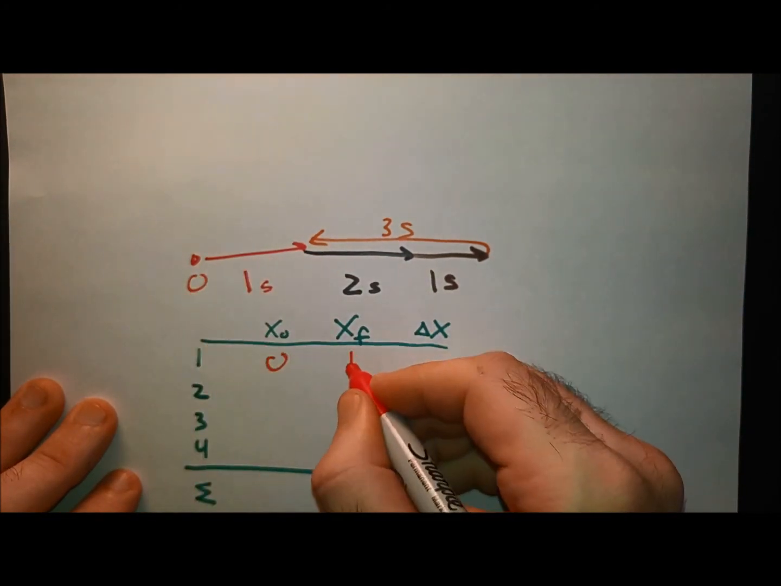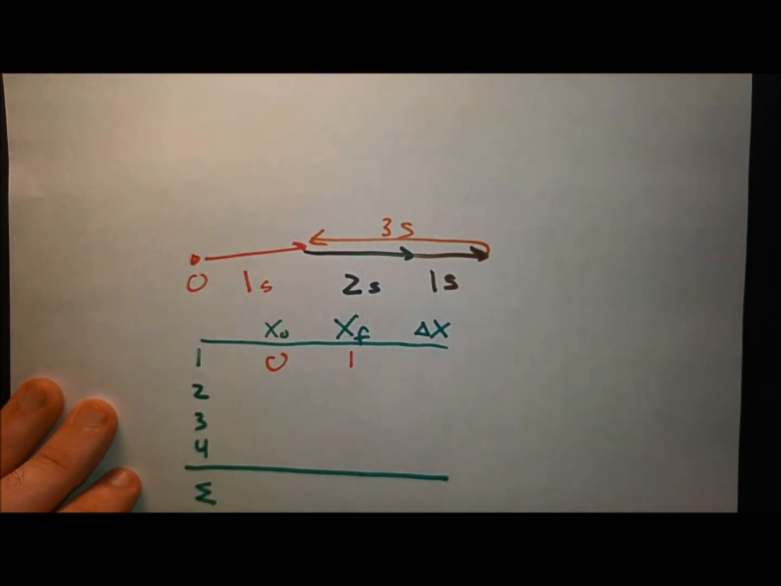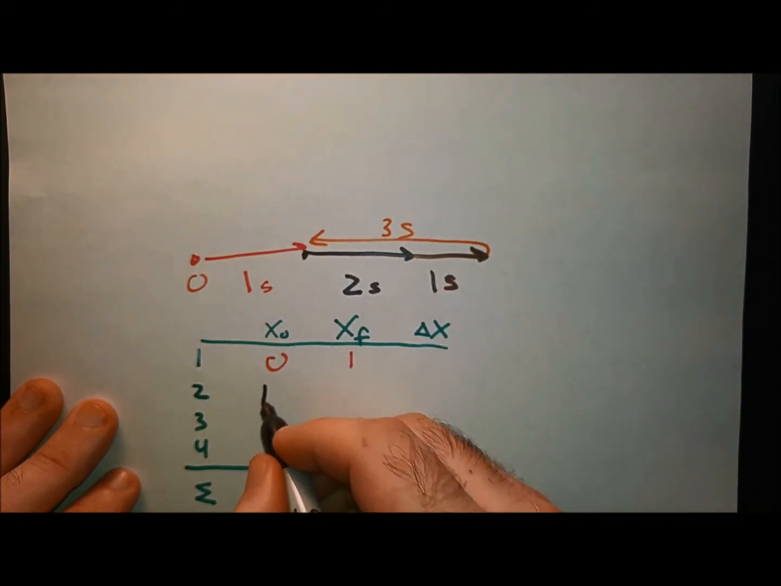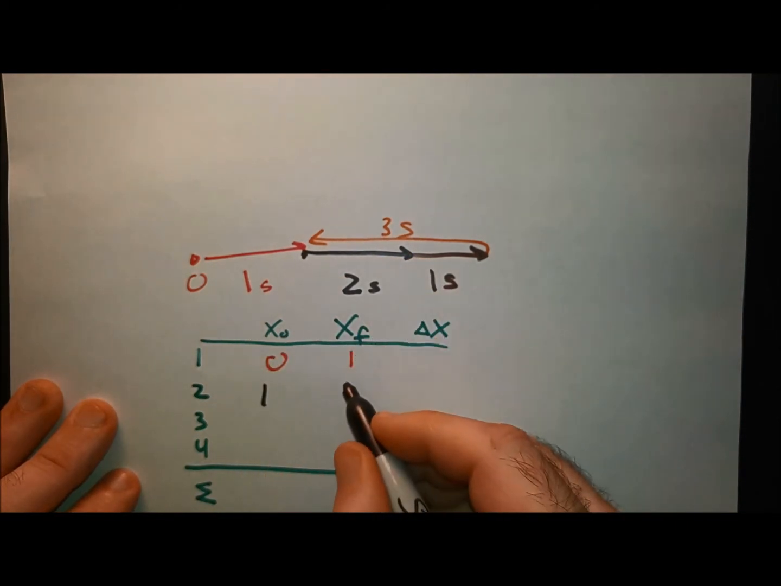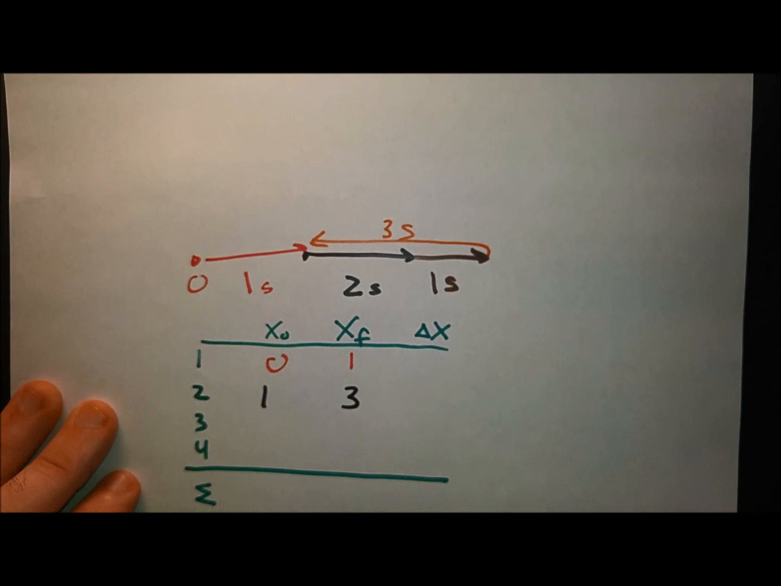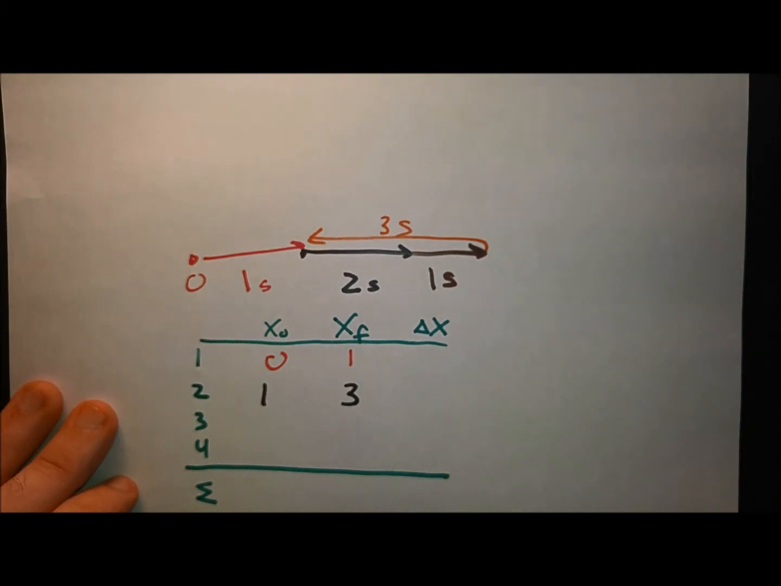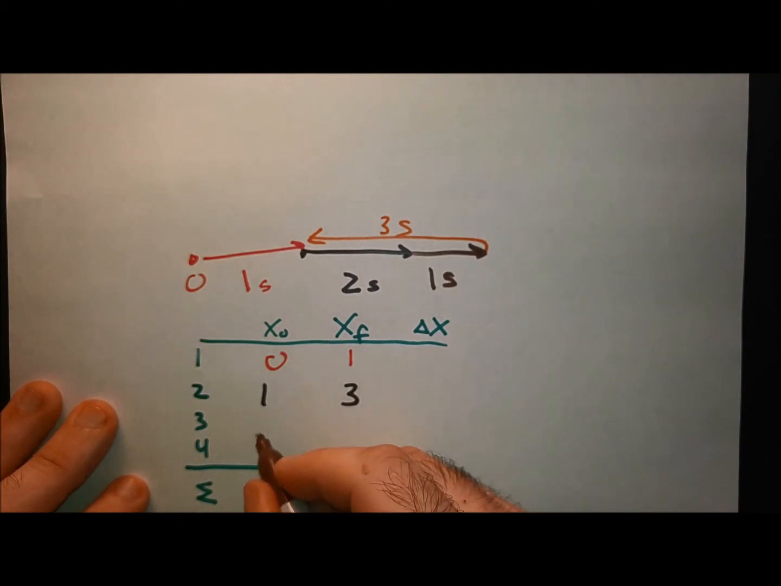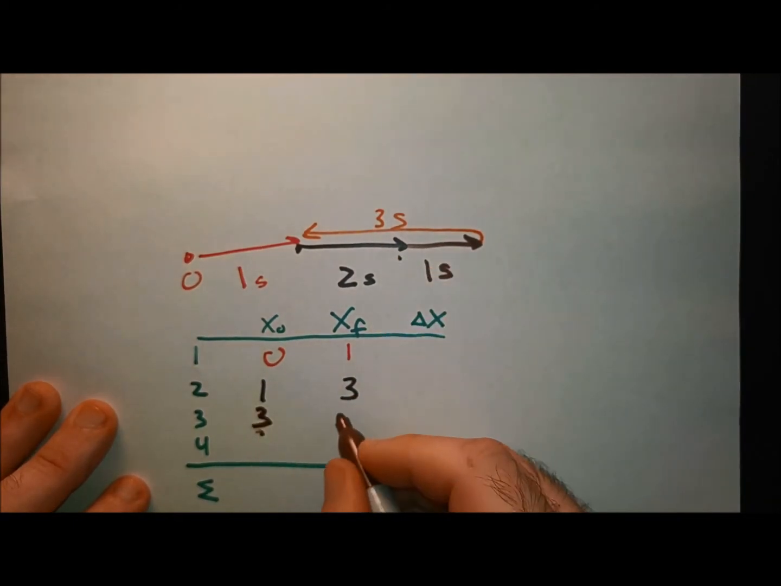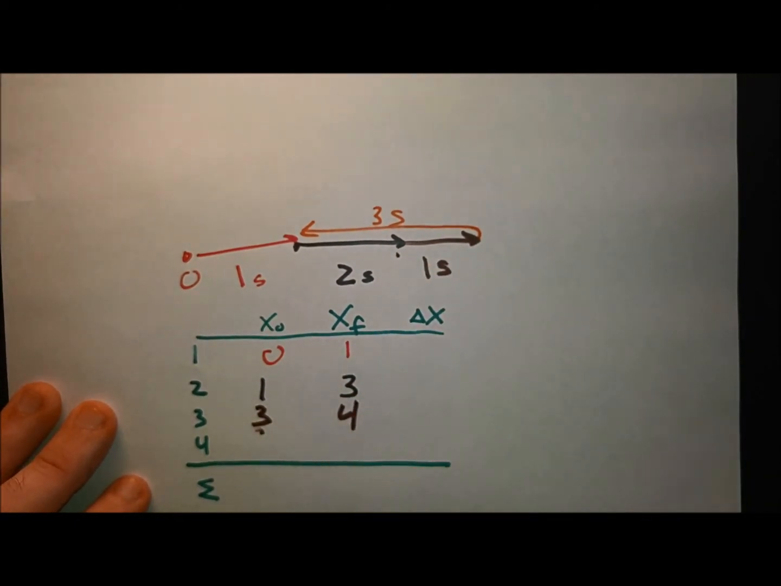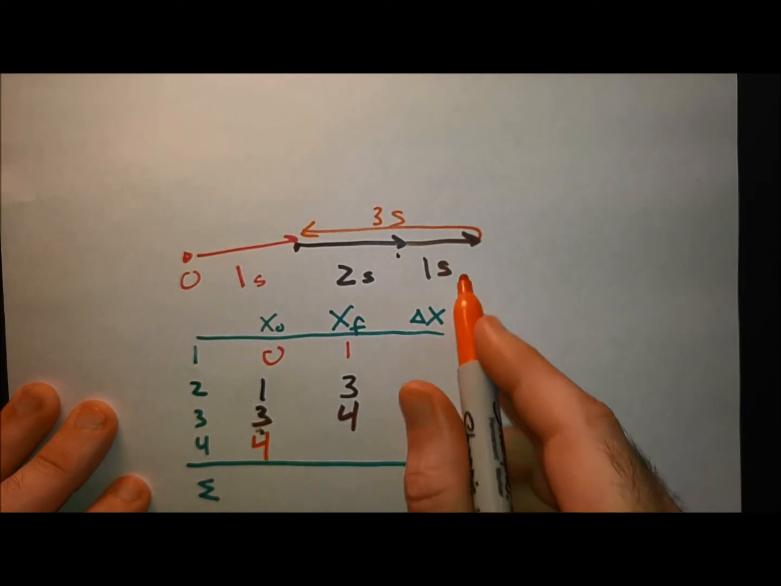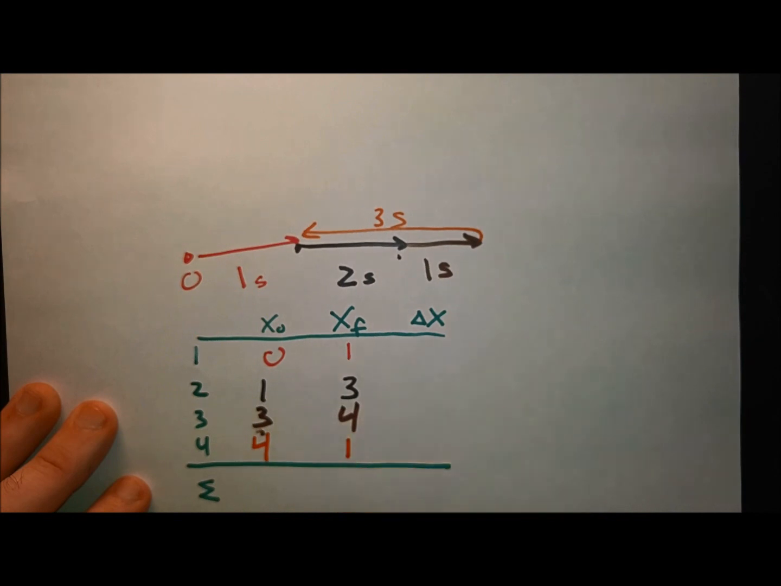Now, in the first segment, we went 1 forward, so we ended at +1. We're now at +1. We go another 2 forward, we're now at +3. So for the next segment, we're still at +3. So let's write it in for our initial point. And we go 1 more forward, so now we're at +4. So we're about to start turning around. We're still 4 away. We turn around, go 3 backwards, so now we're at +1.